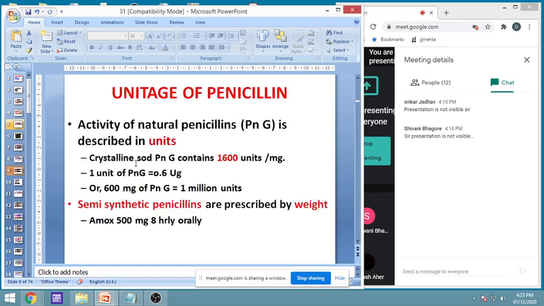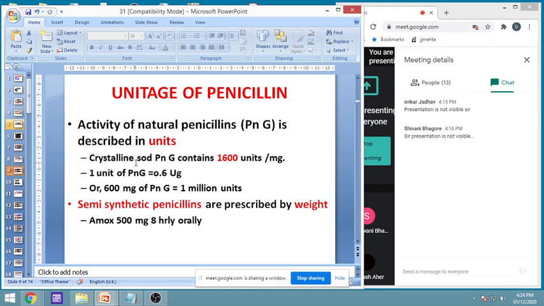Then next is natural penicillin. It was not given in milligram, microgram, or picogram format. It is given in units, just like we give insulin or some other such agents, where activity is given in the form of units. Crystalline sodium penicillin G contains 1600 units per milligram. 1 unit of penicillin G is equal to 0.6 microgram, or 600 milligram of penicillin is equal to 1 million units.